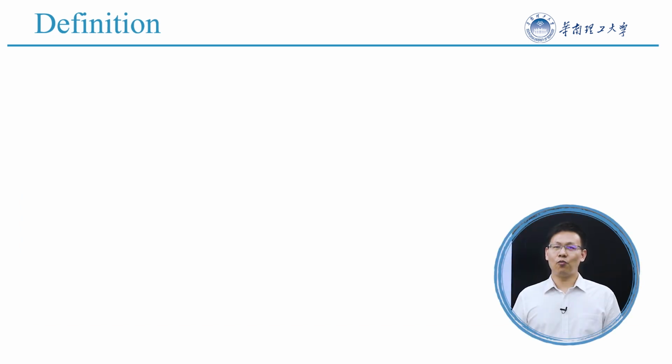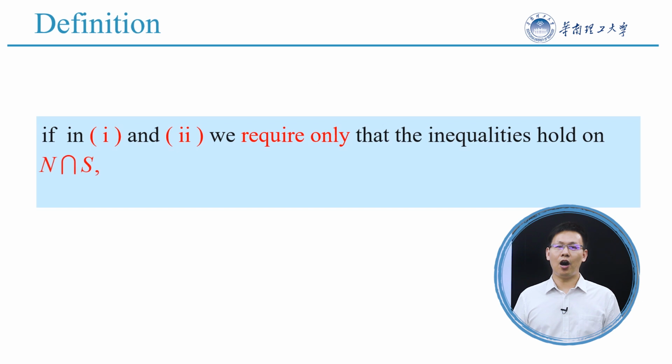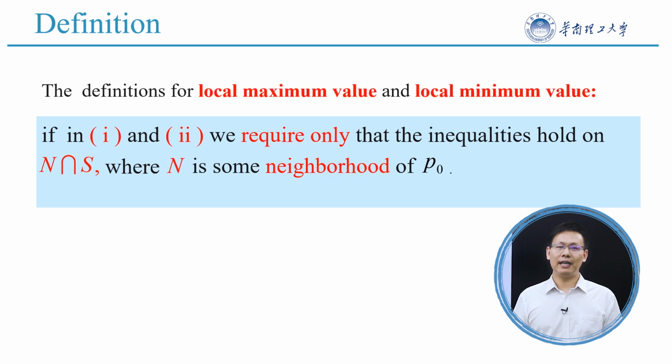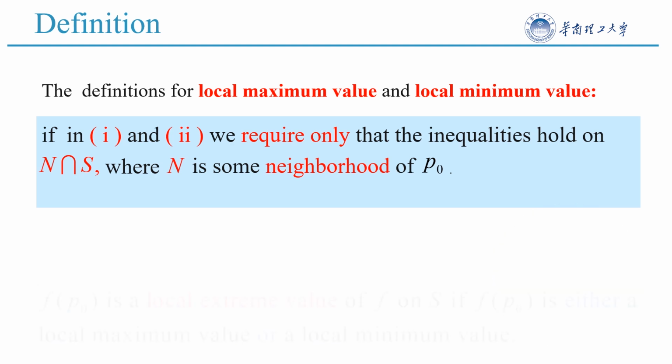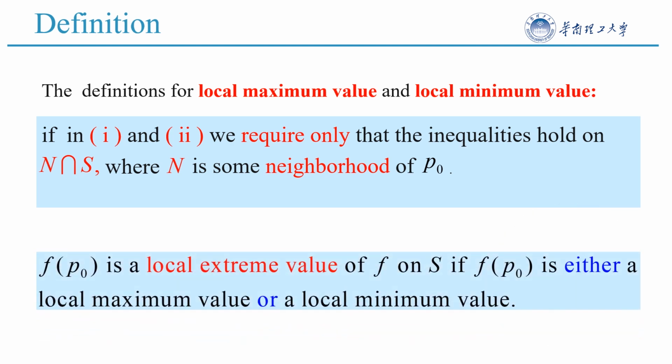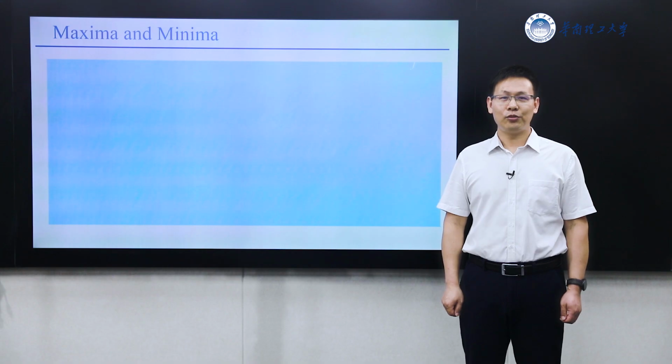In the definitions in 1 and 2, if we require only that the inequalities hold on some neighborhood of p0, then we have the definitions for local maximum value and local minimum value. And if f(p0) is either a local maximum value or a local minimum value of f on S, then f(p0) is a local extreme value of f on S. How do we judge whether a function has an extreme value?